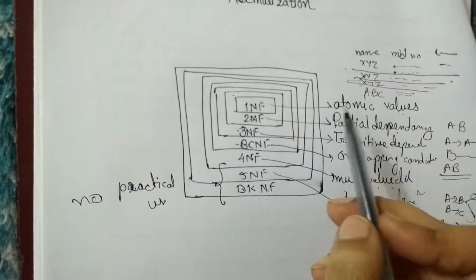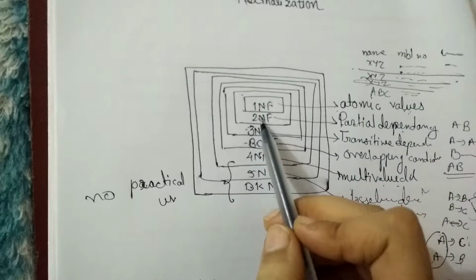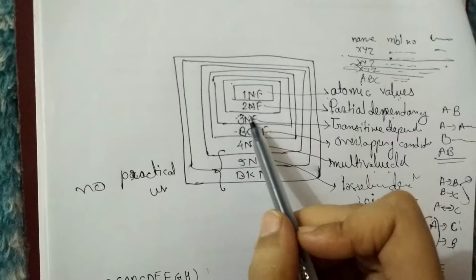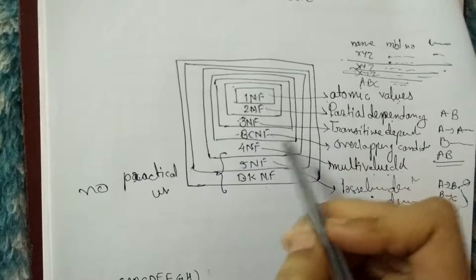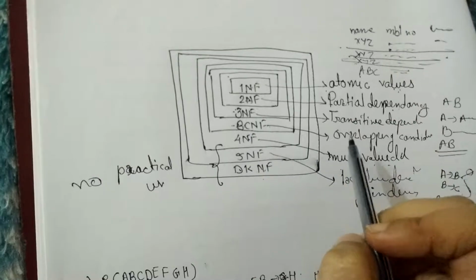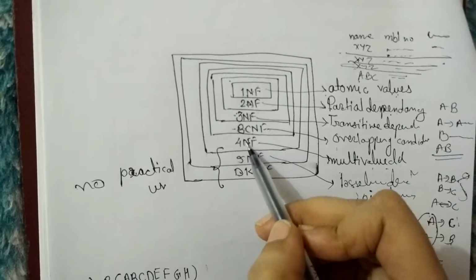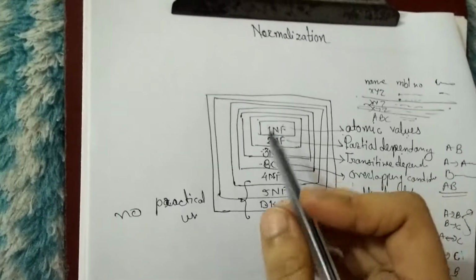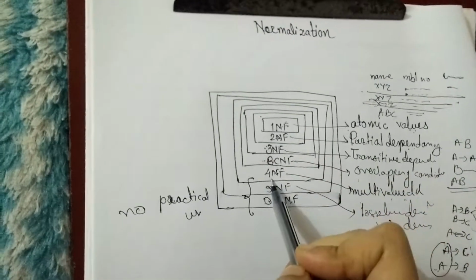The first normal form says that the value should be atomic. Second normal form says that there should not be a partial dependency. Third normal form talks about the transitive dependency. BCNF, that is Boyce-Codd normal form, talks about overlapping candidate keys, and fourth normal form talks about a multivalued dependency. Okay, so in practice these four are important.